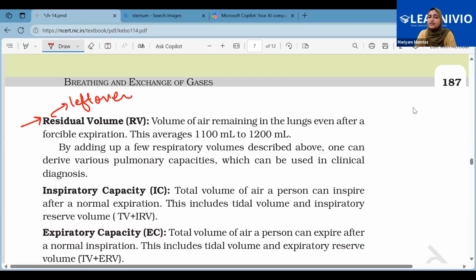The residual volume is the volume of air that remains in the lungs even after you have forcefully expired the air. That is 1,100 to 1,200 milliliters. Despite however much you're breathing in or breathing out, this amount of air will always be there in the lungs. Clear?